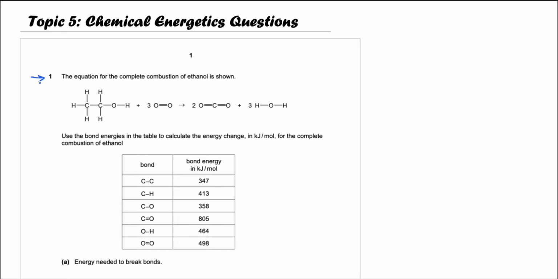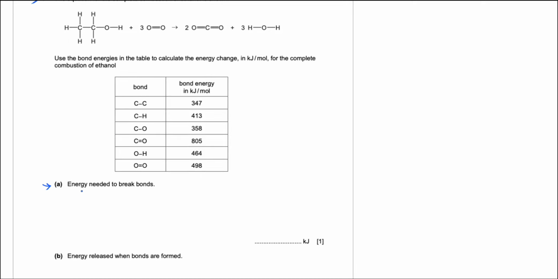Question 1. This is a typical chemical energetics question, giving you a chemical equation and asking you to calculate the total energy of the bonds broken of the reactants and the total energy of the bonds formed in the products. Point A. Energy needed to break bonds. We may use the verb needed, required, taken in, or used.